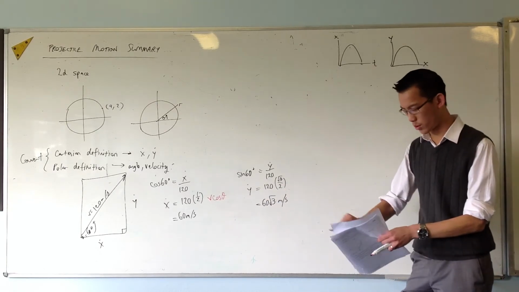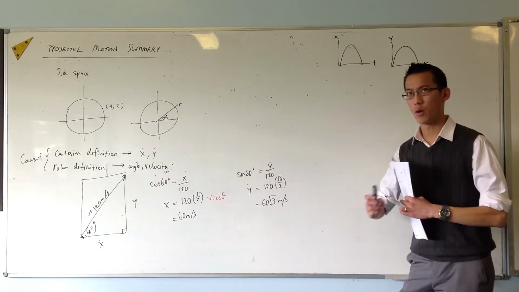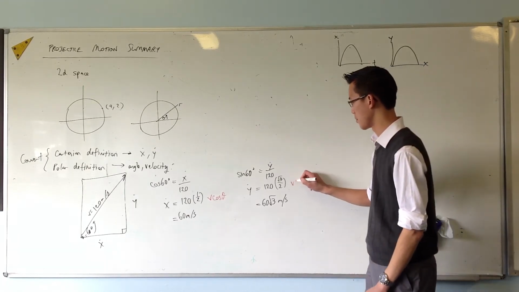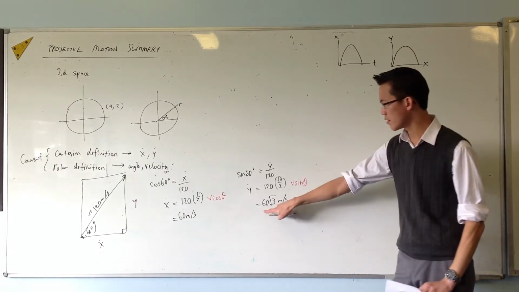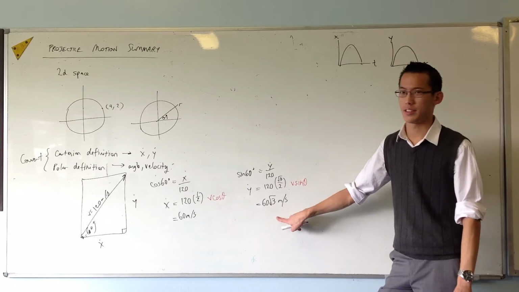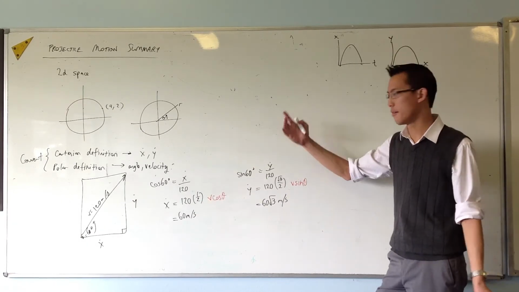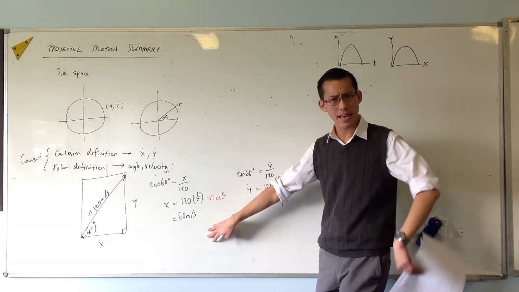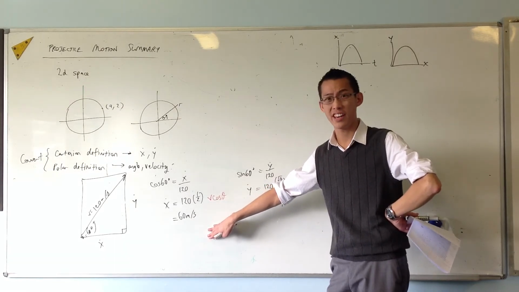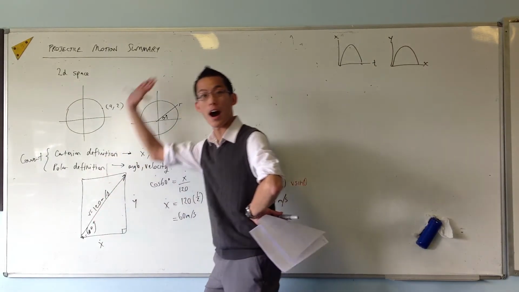Now, just pause for a minute. Root 3 is about 1.7, thereabouts. And this is your v sine theta, by the way. So this is 60 times 1.7. So your vertical velocity is more than 50% bigger than your horizontal velocity. Does that make sense? Does that match up with what you'd expect? Yeah, because you're firing at a very high angle.